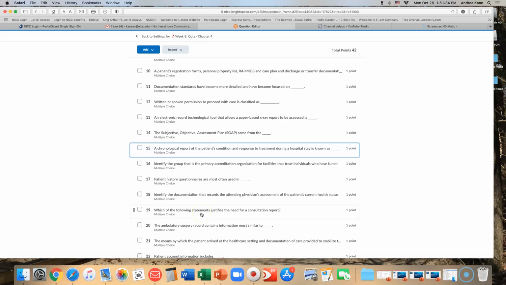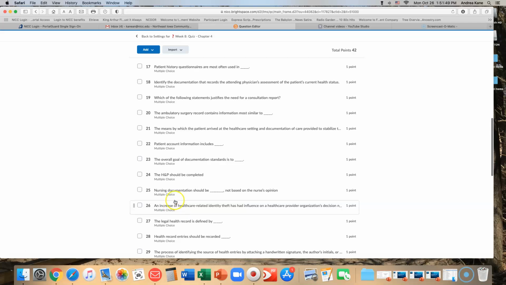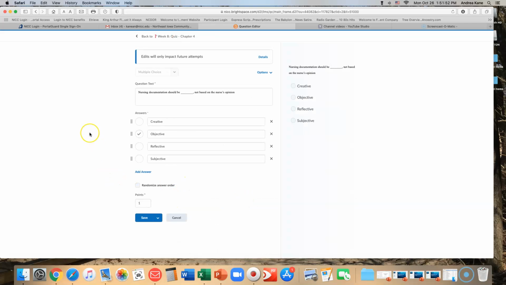All right, so the next one, that was 23, I believe. How about let's talk about number 33. That would be nursing documentation. It should be what blank, nursing documentation should be blank, not based on the nurse's opinion. All right, so let's take a look at our book about nursing documentation, because I think if I remember correctly, when I was looking for SOAP, I ran across that. So let me see.